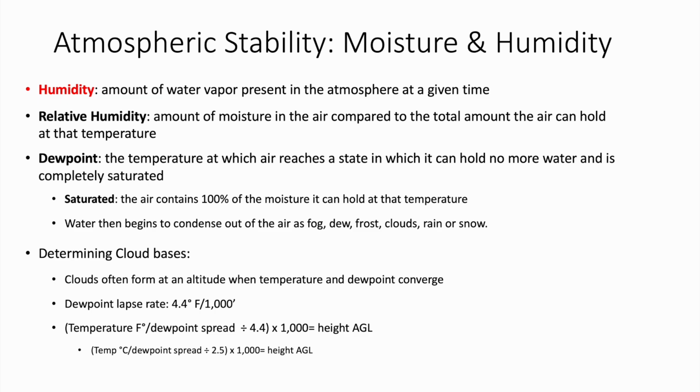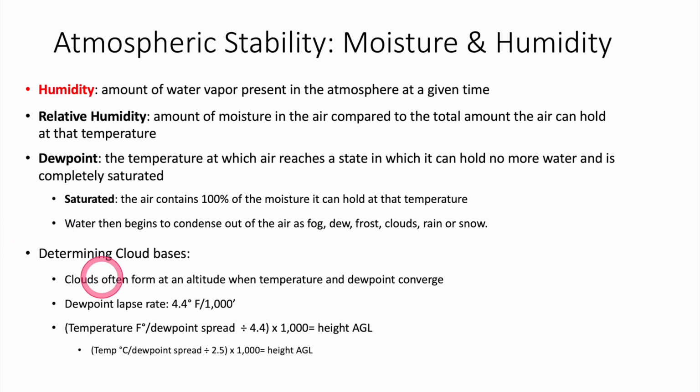And so the closer those numbers are to each other, the more concerned you should be. Within about 5 degrees of your dew point is when you start to get the symptoms of saturation. So fog, dew, precipitation. That's called the temperature dew point spread, the difference between those two numbers.